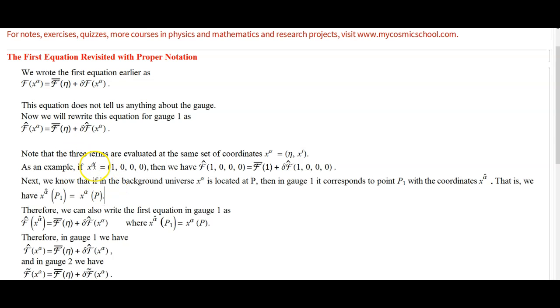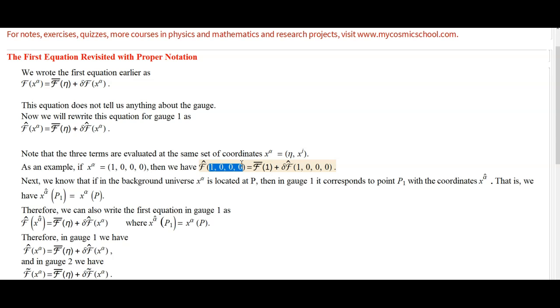For example, let us say that I am choosing a coordinate x alpha equal to 1, 0, 0, 0. So I can write this expression as f caret 1, 0, 0, 0 is equal to f bar 1 plus delta f caret 1, 0, 0, 0. Now this 1, 0, 0, 0 is the coordinates of a point in the background universe.